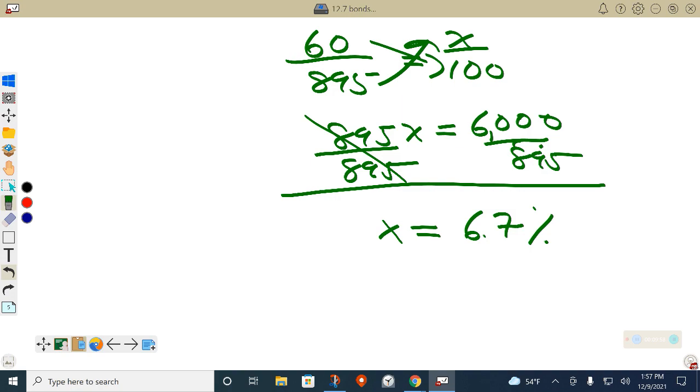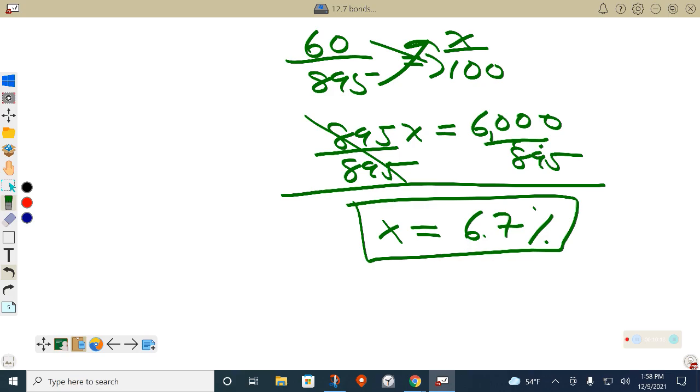In other words, this bond is producing 6.7% profit for me every year I hold it. That's what yield means, annual yield. Yielding means to produce. It's producing 6.7% of my income and profit holding this bond every year.